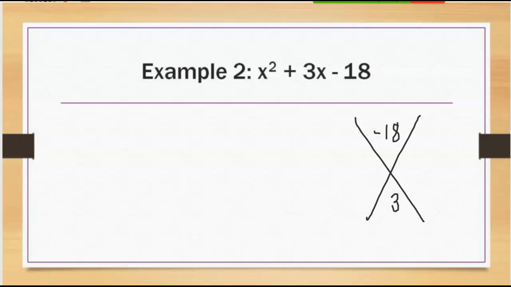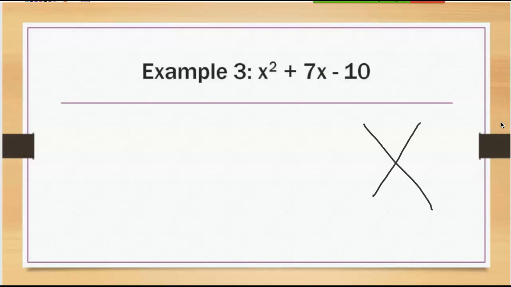Negative 18 and positive 3. So you need one negative and one positive. So they have to add to 3 but multiply to negative 18, where the larger is positive. So that'll be 3 and 6, where the 3 is negative and the 6 is positive. Remember that the order we write them doesn't matter.